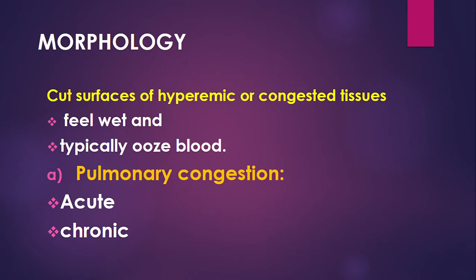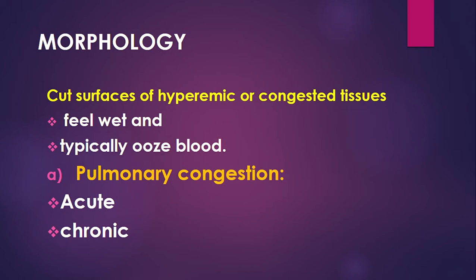Morphology of hyperemia and congestion in general. We know that morphology should include gross and microscopic features. Grossly, in general, whether we have hyperemia or congestion, we see the tissue feels wet because of the edema and typically oozes blood because of accumulation of the blood. So typically the tissue oozes blood, especially when we make a cut section. So grossly we see the tissue wet and typically oozing blood, in any congested or hyperemic organ.